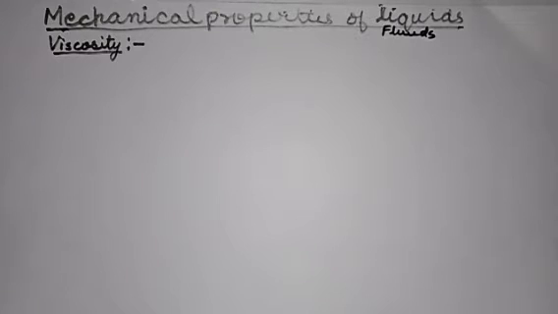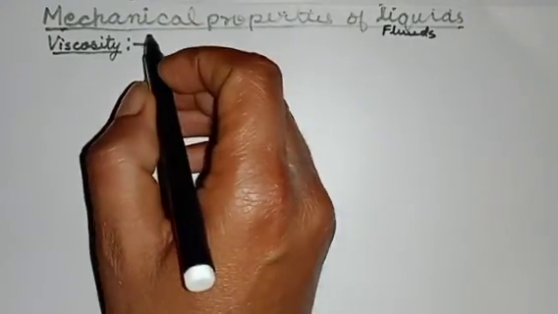Class 11th physics, chapter mechanical properties of fluids. Generally we call them liquids, but the more specific term is fluids. And today's topic is viscosity. Earlier we have discussed different types of flows, and I have a separate video on that. I will put its link in the description. You can check. All right, so now what is viscosity?